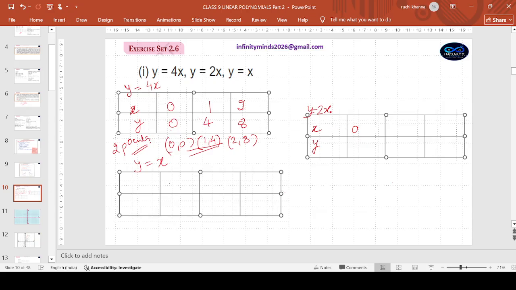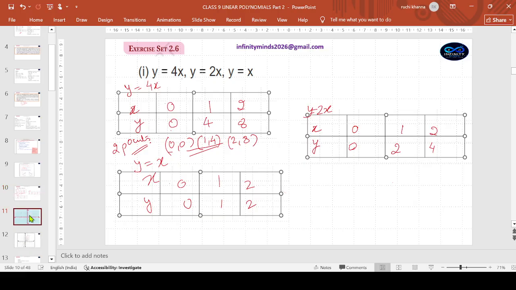X is 0, you can always try for. X is 0, again y will come 0. X is 1, y is 2. X is 2, y is 2 2s are 4. Let me quickly complete the table. Oh, x is equal to y. X 0, y 0, x 1, y 1, x 2, y 2. Okay, no problems. We shall do this.